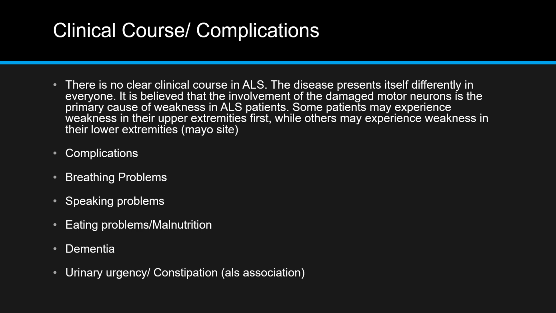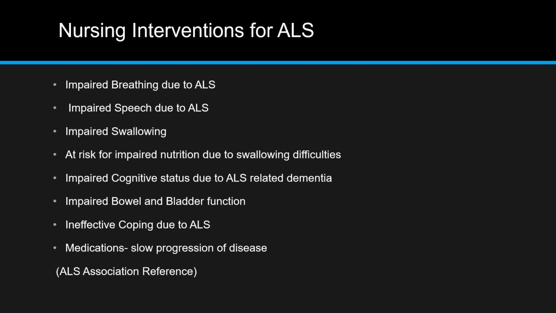Urinary urgency and frequency are common in ALS patients because of the muscle weakness. Also, constipation can be expected in ALS as well, because the muscles of the bowel weaken and normal bowel function can be disturbed. Loss of mobility and proper nutrition can cause altered patterns as well. So those are some of the complications.